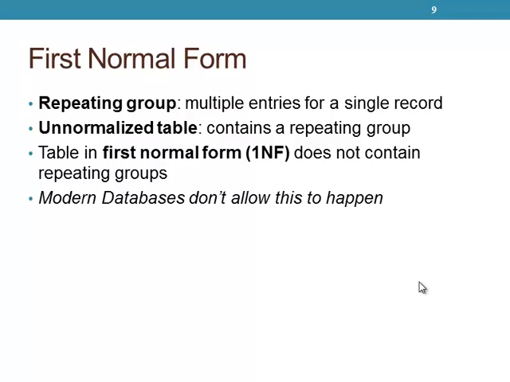Alright, so what is first normal form? Each one of these forms has a definition that says we've taken care of a certain amount of problems. So what is it in first normal form? It means the table does not contain repeating groups. Well, what is that? And the reality here is most modern databases, including SQL Server, don't even allow this to happen.